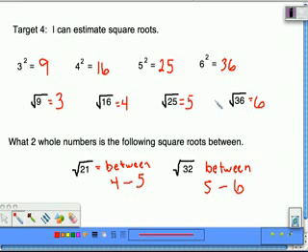And if we take a closer look at this, we will know that 32 is a little bit closer to 36 than it is to 25. So if I wanted to come up with a good estimate, I might say the square root of 32 is close to 5.6 or 5.7.